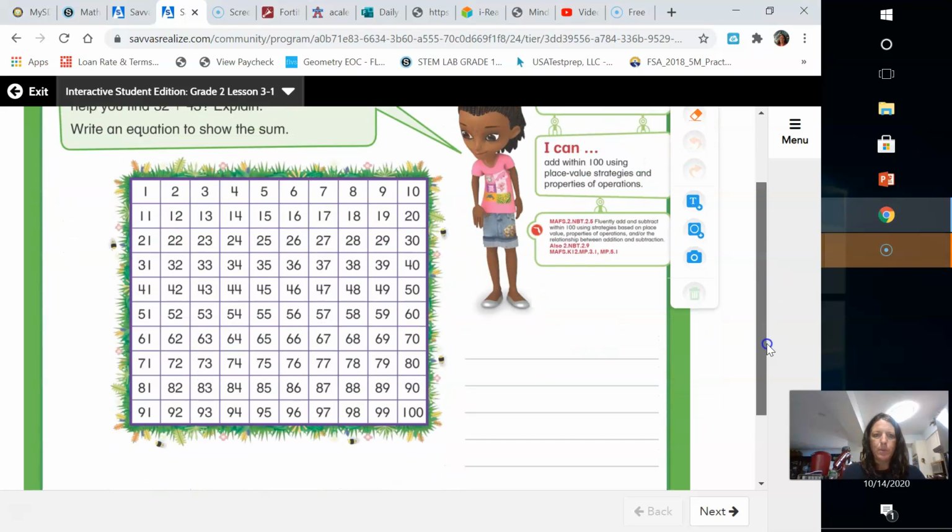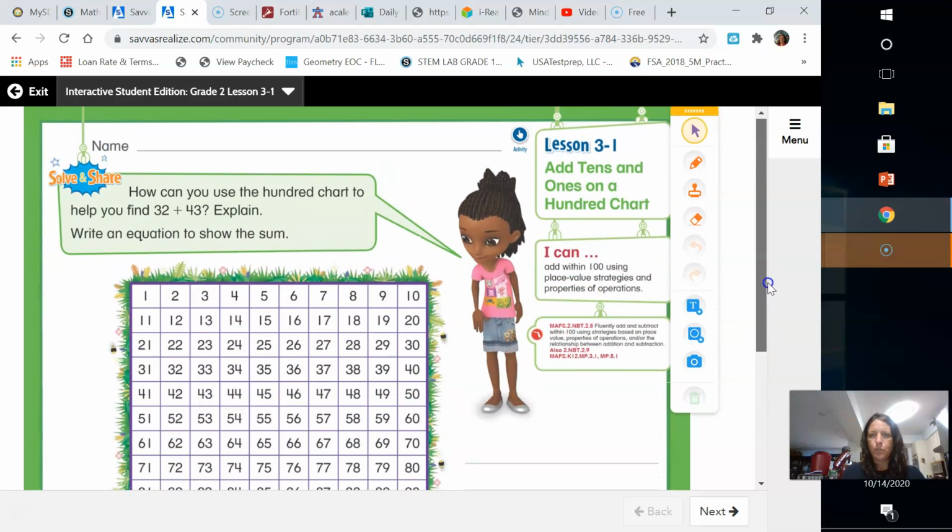Okay, so in your math book, I want you to complete page 90, which is just some review of things that we've done already this year, odd and even numbers. There's a couple of repeated addition arrays. There is a part whole to fill in and a story problem.